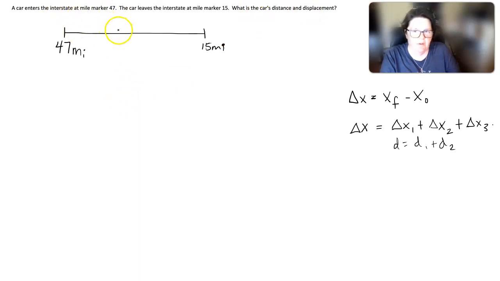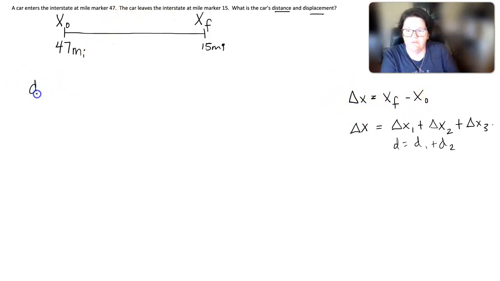So with this problem, it's not saying that she went 47 miles. This is like a number line laid out. She started out at the 47-mile marker and she ended up at the 15-mile marker. So it's like a number line. She went from 47 to 15. So this is where she started, so this is her initial position. She left the interstate at her final position, which was 15. So now we have initial and final position. So we're going to use a different way to solve for displacement with this.